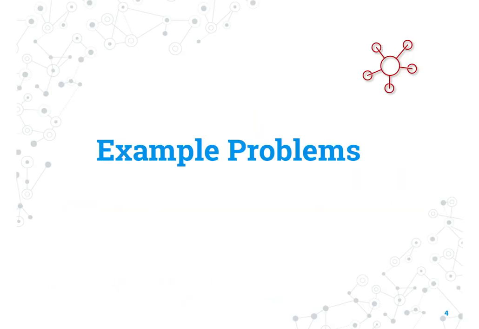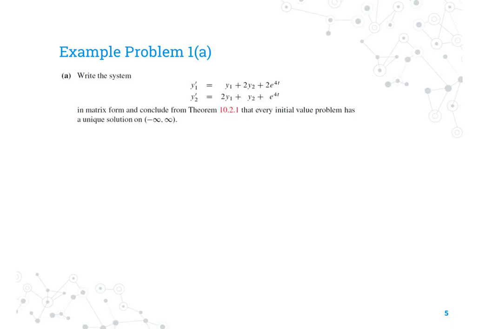Let's take a look at an example problem. For our example problem 1a, we want to write the system y1 prime equals y1 plus 2y2 plus 2e to the 4t, and y2 prime equals 2y1 plus y2 plus e to the 4t in matrix form, and conclude from theorem 10.2.1 that every initial value problem has a unique solution on negative infinity to infinity. Well, what we need to do is pull out our coefficient matrix A of t and our forcing functions vector f of t.